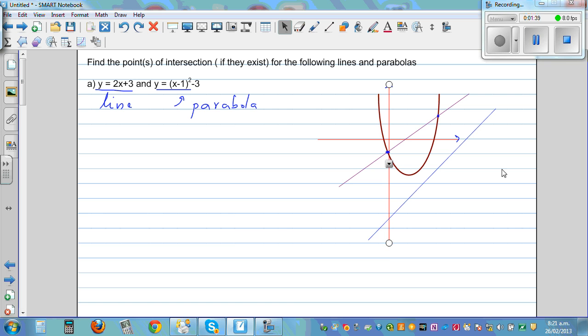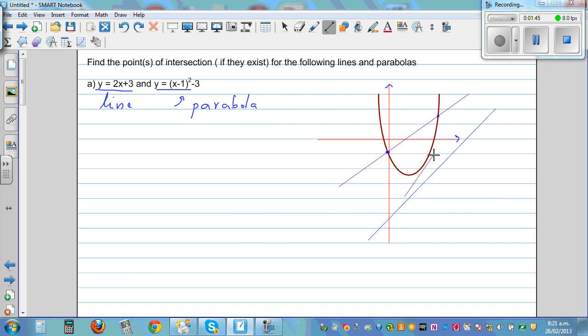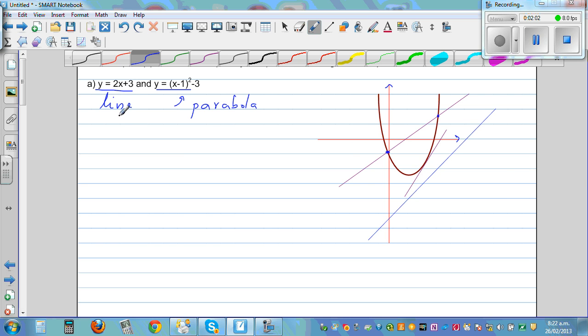Or you can also have a line like this. It's just touching the parabola, so you can say this is a tangent. So there are three different ways in which a line and a parabola can intersect each other: at two different points, at one point, or they don't intersect. And that's why they say if they exist.